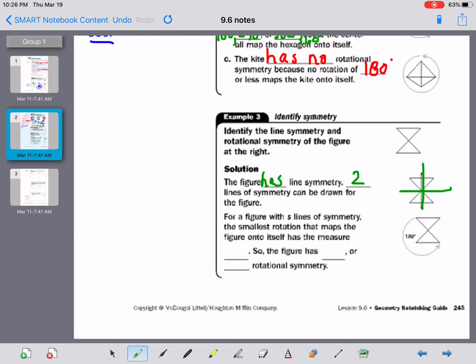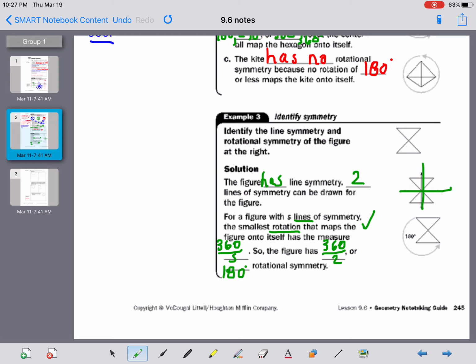Now, this next box is what's kind of nice and important, and it will help us in future examples. It says for a figure with S lines of symmetry, the smallest rotation, so here we're going to mix rotation with our lines, that maps the figure onto itself has the measure of 360 divided by S. S is the number of lines of symmetry. So in this example, if we do 360 divided by our 2 lines of symmetry, I know that I have rotational symmetry of 180 degrees.